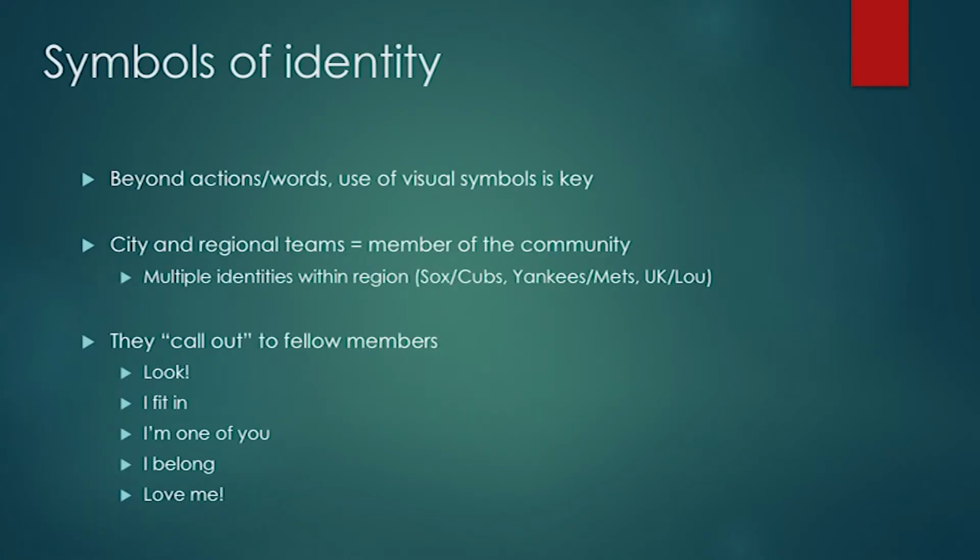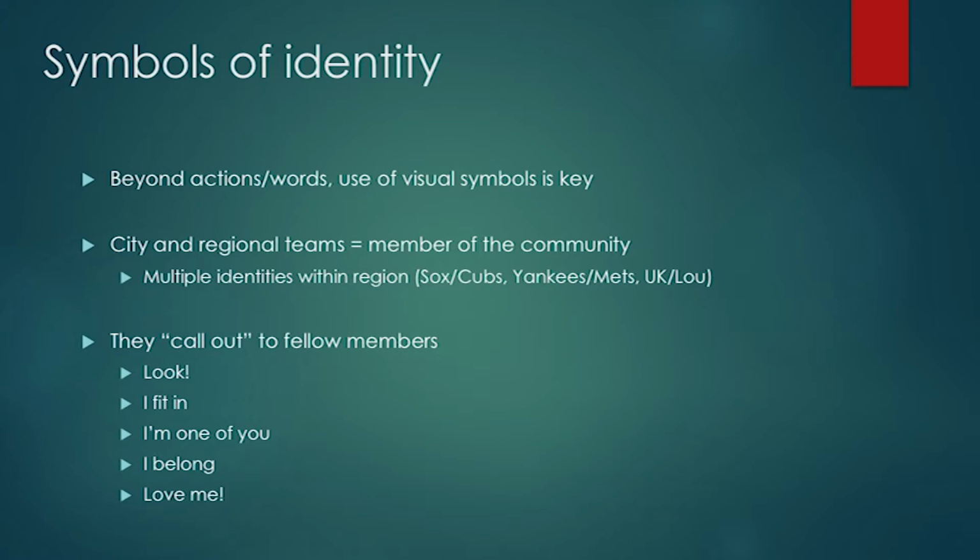So, symbols for identity. Beyond the actions and words of a social identity or social group, the use of visual symbols is really key for unifying and encapsulating what fans are cheering for and about, and the shared experience they have. City and regional teams certainly feel this very deeply and personally as members of the community. The mascots or the local teams are a binding element in the community, almost a flag that they all wave in unison, which brings them together and unites them.